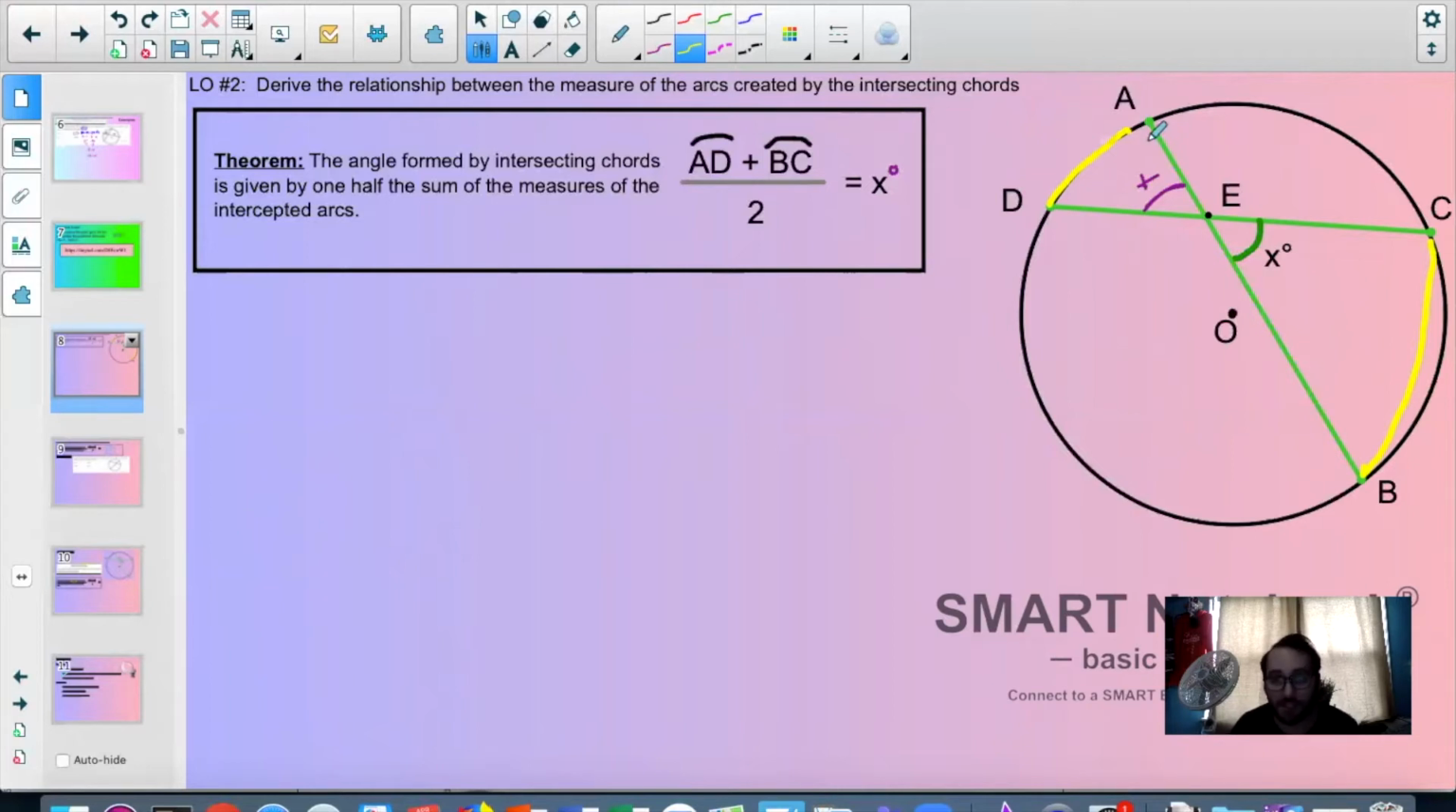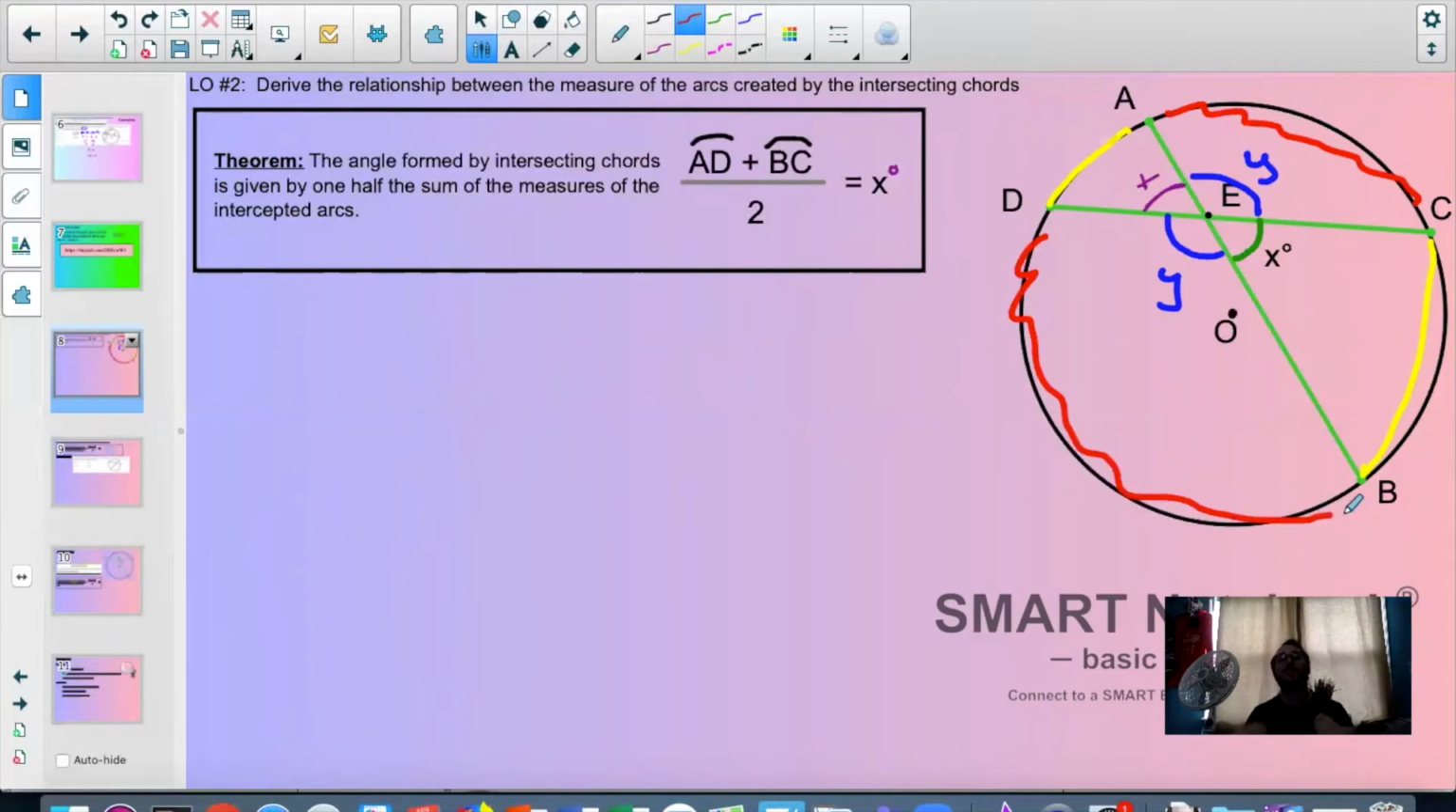Okay? Similarly, let's pretend I wanted this angle. So this is angle Y, let's pretend. That means this is angle Y. And their intercepted arcs are AC and DB. So if I wanted to relate those angles with the red arcs, it would be AC plus DB, so the red arcs divided by 2, and that will equal the angle that's facing them. But to make it a little bit more simple, we're just going to talk about angle X.